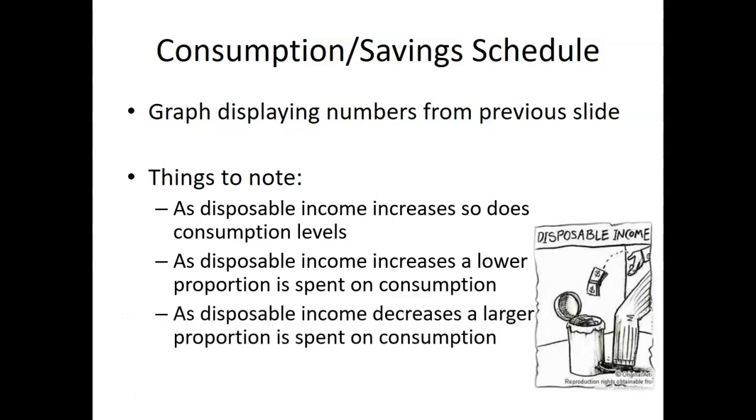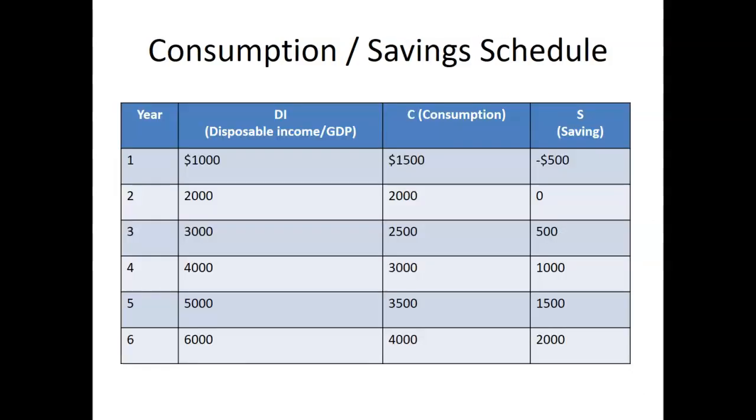As disposable income decreases, a larger proportion is spent on consumption. If we went back, we noticed that there's a breaking point where we spent 100% of our income on consumption. If we had any less income than that, then over 100% of our money was spent on consumption, 110, 120%, hence the dis-saving. As our income increased, we had actual savings, meaning our consumption was less than 100%. And so we can see that here.